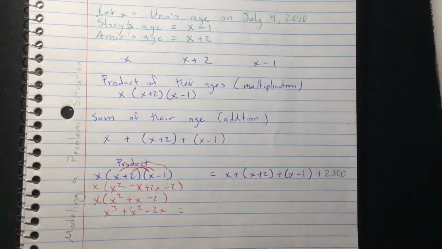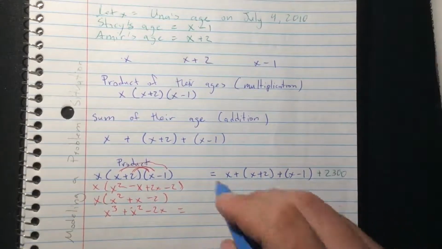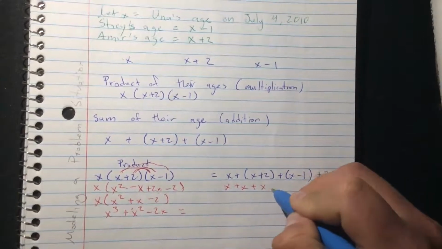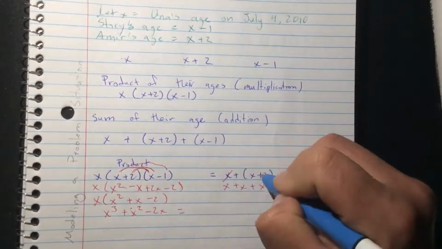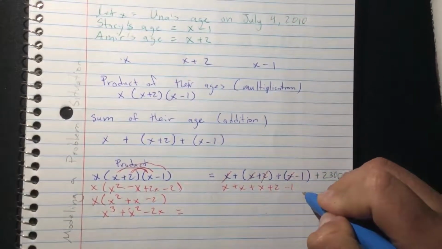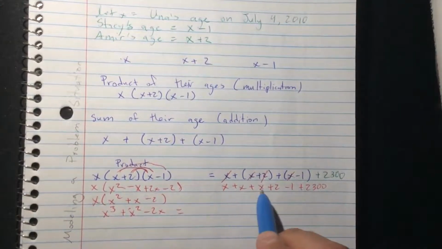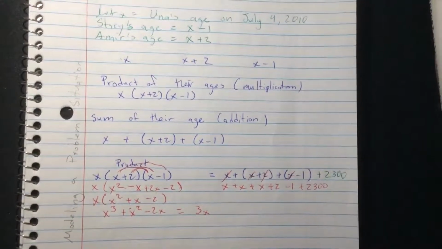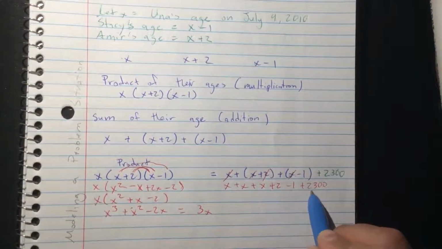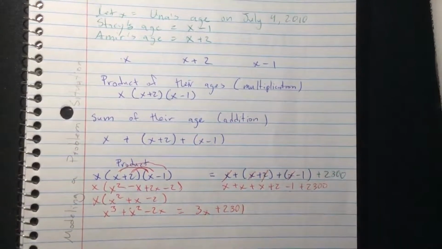Now we're going to solve this side. Excuse me. We combine like terms here. We have x plus x plus x, which are the 3 x's here, plus 2 minus 1 plus 2,300. So x plus x plus x is 3x. 2 plus negative 1, or 2 minus 1, is 1, plus 2,300 is 2,301.